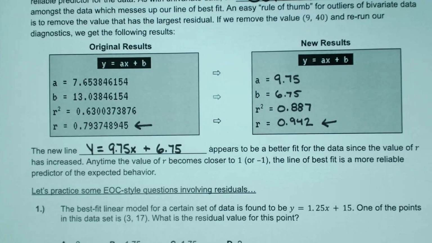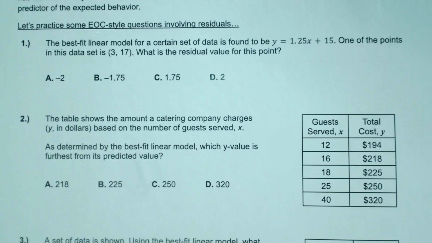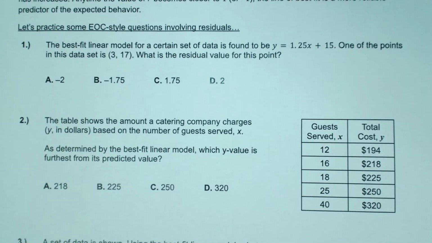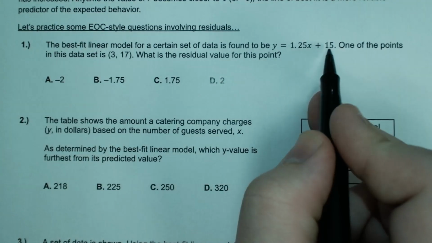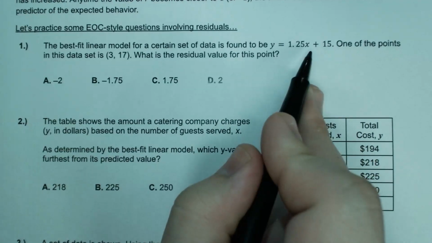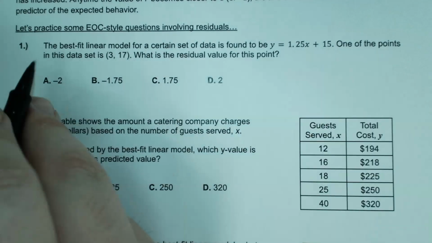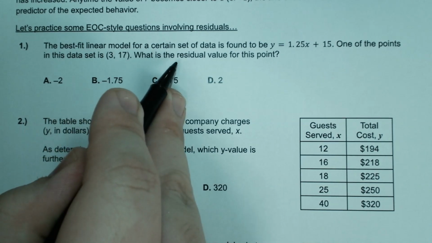Last thing I've got for you is 3 just EOC style questions that have to do with residuals. Can we tackle those and then be done? Cool. Number 1, the best fit linear model for a certain set of data is found to be y equals 1.25x plus 15. So they didn't give us the data. We didn't have to type it into L1 and L2 and do a linear regression. It just gave it to us. But one of the points in this data set is (3, 17). What is the residual for this point?